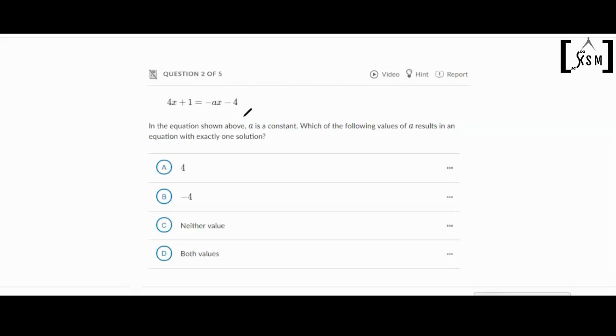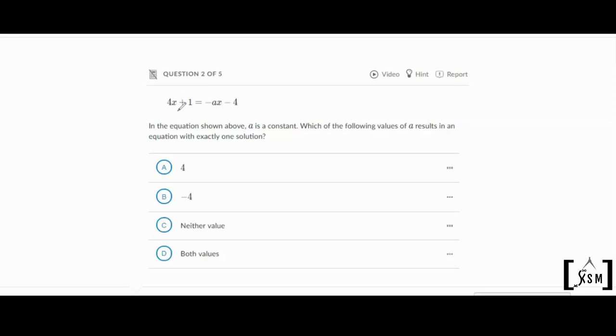Have a look at question number 2. Question says, equation has been given. In the equation shown above, a is constant. Which of the following values of a results in an equation with exactly one solution? So we have to get exactly one solution. So guys, please understand, to get exactly one solution, basically we have to solve for x. So we'll be solving for x only.